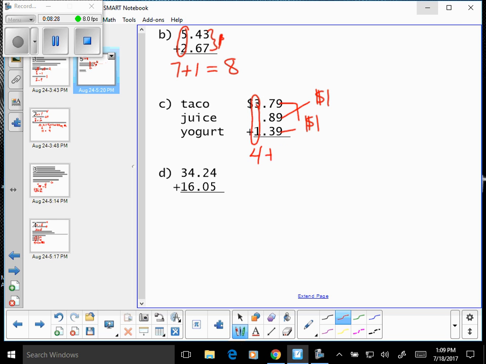Now that means $2. So my estimated price for buying the taco, the juice, and the yogurt is going to be about $6.